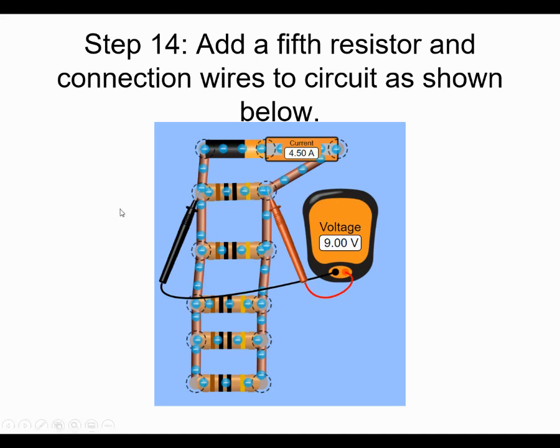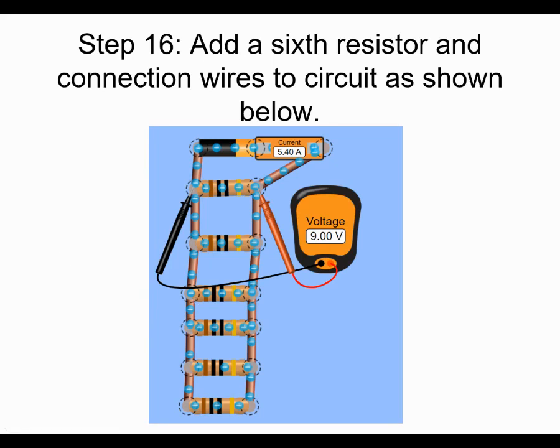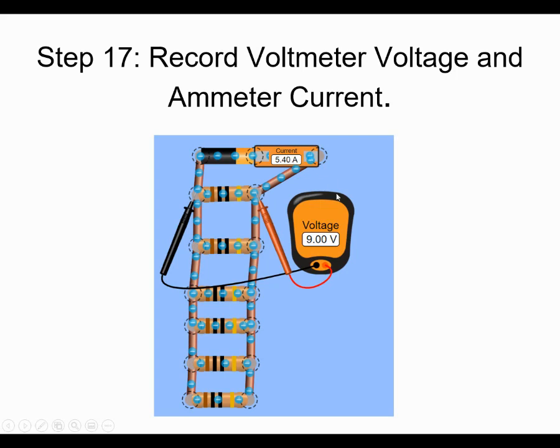Connect that up. Same thing. What's the current reading? What's the voltage reading? And then finally, you're going to bring in a 6th resistor. And with the 6th resistor, same thing. What's the current reading? What's the voltage reading?